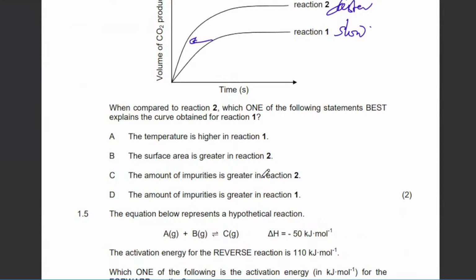The amount of impurities is greater in reaction 2. If the amount of impurity is greater, then reaction 2 would have been slower. The amount of impurity is greater in reaction 1. Yes, that's why it means that you have fewer number of particles reacting. Therefore, the reaction is a little bit slow. Hence, it shifts to the right. So the answer becomes D.